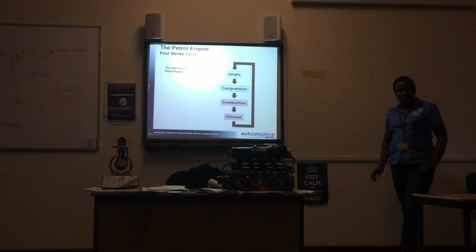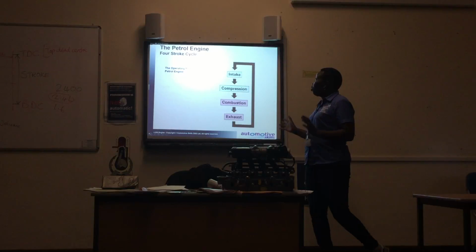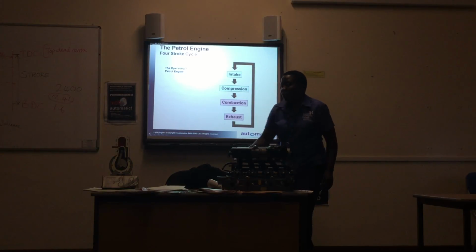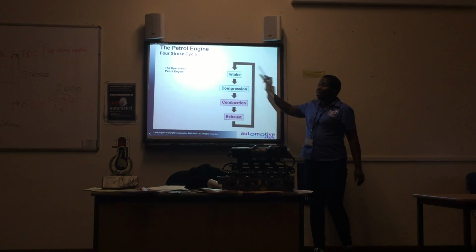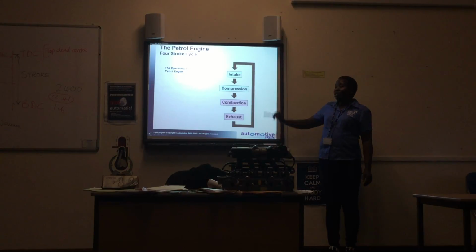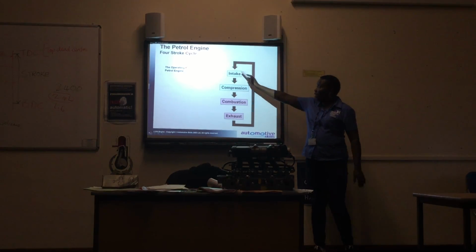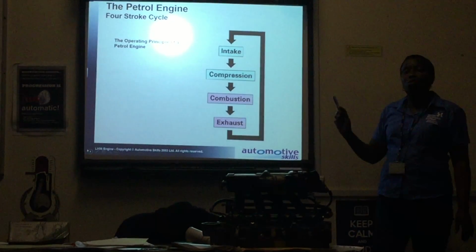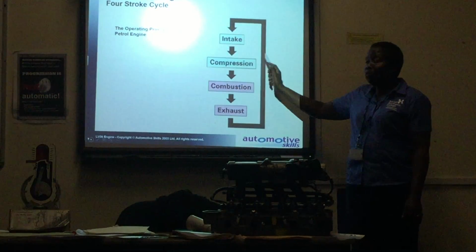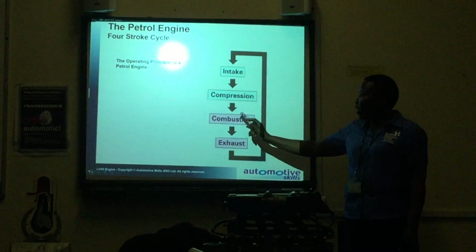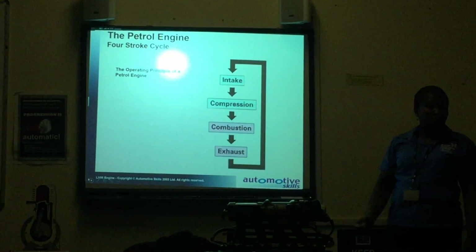Right, the 4 strokes which we have, why it is called a 4-stroke. We have what is known as the intake, compression, combustion, and exhaust. So those are the 4 strokes. I'm going to explain each stroke at a time. I'm going to explain what happens during the intake stroke. I will explain what happens during the compression stroke. I will explain what happens during there and there.